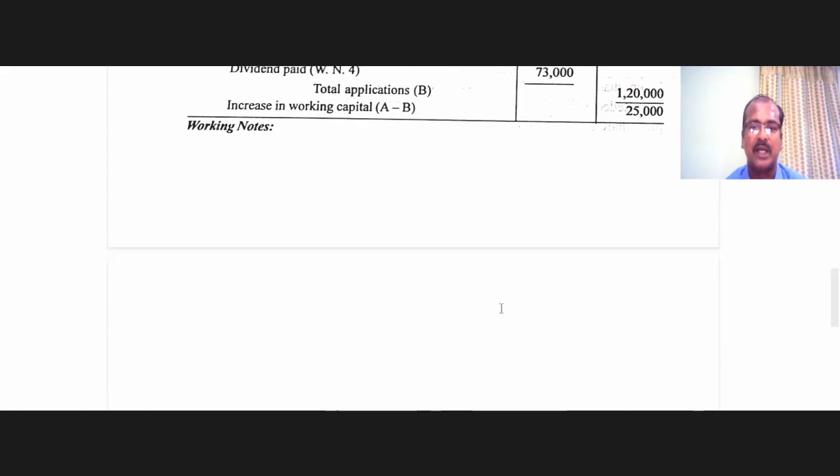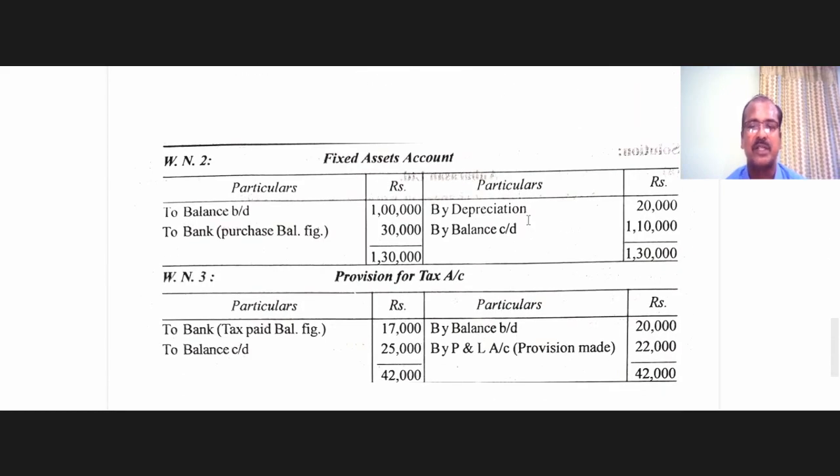So depreciation account debit to fixed assets account. Now listen to me. The opening balance of fixed assets was 1 lakh. Deduct depreciation 20,000. So the expected closing balance is only 80,000.